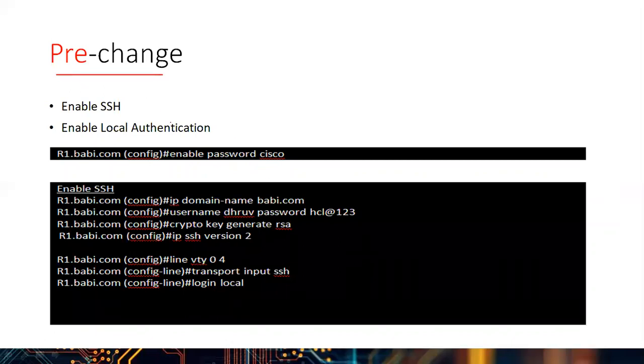So we need to ensure that SSH is enabled on your routers, and you have to enable local authentication, which is pretty important. Because if the AAA server is unreachable because of a network outage, you can still log in to the routers remotely using local credentials. So that's why setting up local credentials is absolutely important. I've already given you this configuration, which is very much self-explanatory.